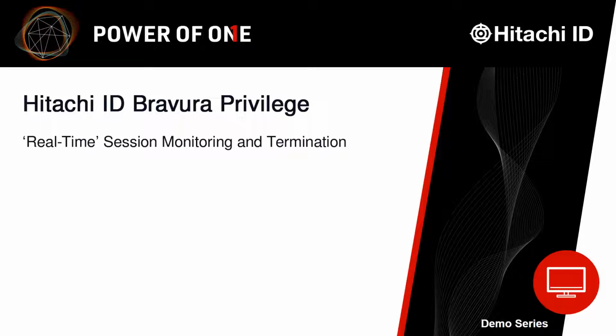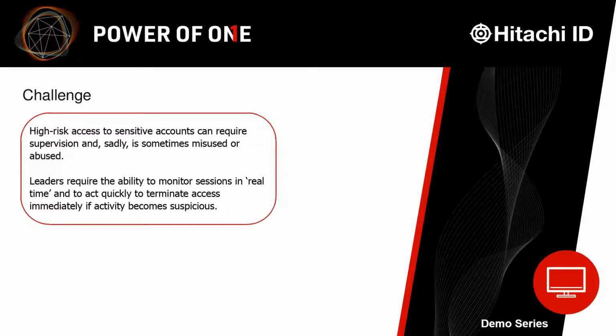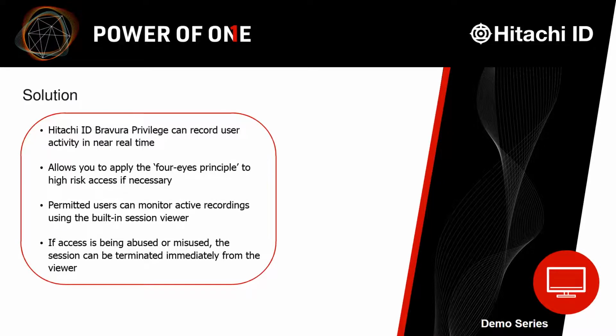This video will demonstrate the near real-time monitored session viewer and the ability of permitted session observers to terminate high-risk access as needed. High-risk access to sensitive accounts can require supervision, and sadly is sometimes misused or abused. Leaders require the ability to monitor sessions in real time and to act quickly to terminate access immediately if activity becomes suspicious. Hitachi ID Bravura privilege can record user activity in near real time, with only a 10 to 15 second delay. Using this feature, the 4 eyes principle can be applied to high-risk access if necessary.